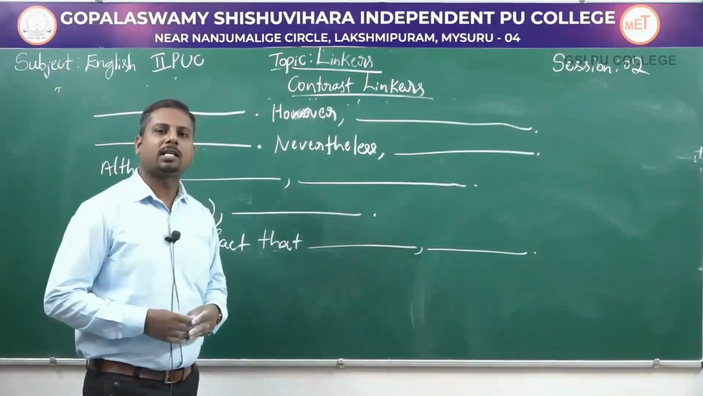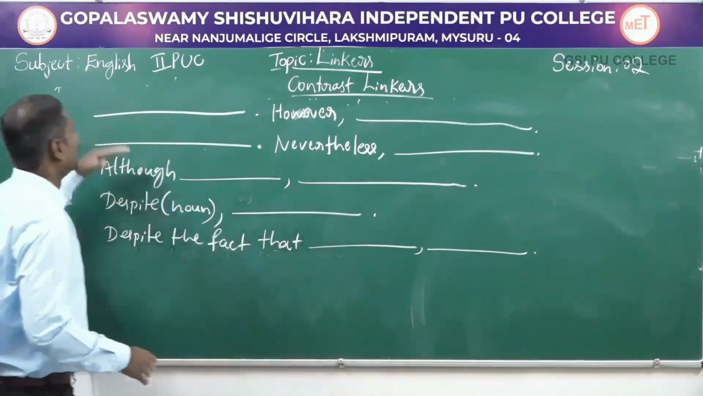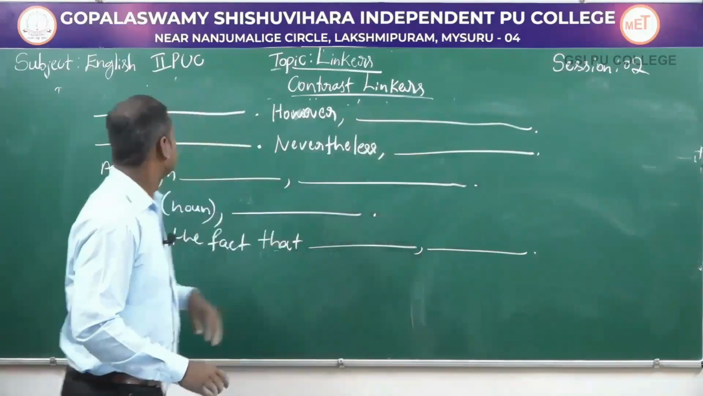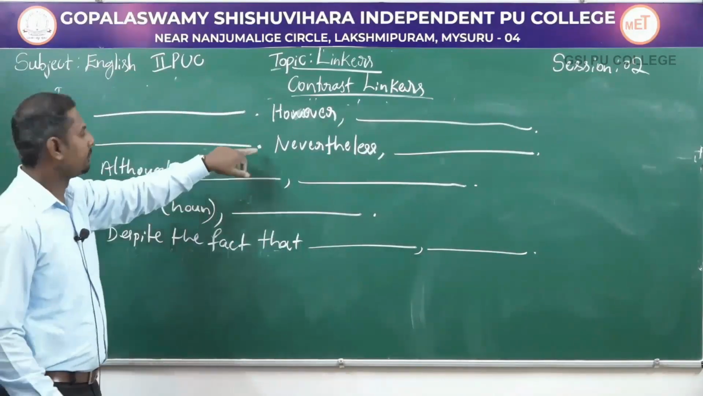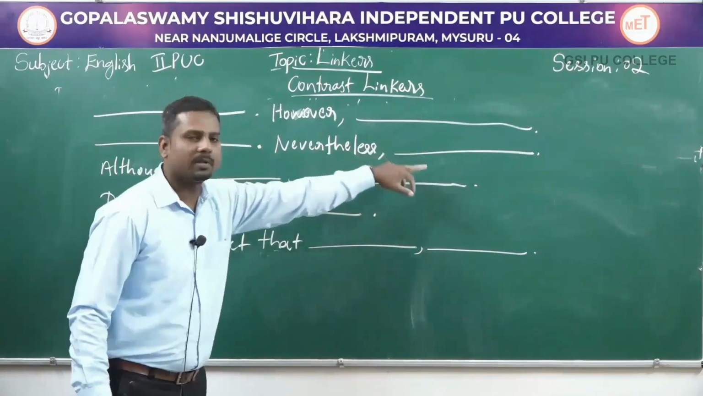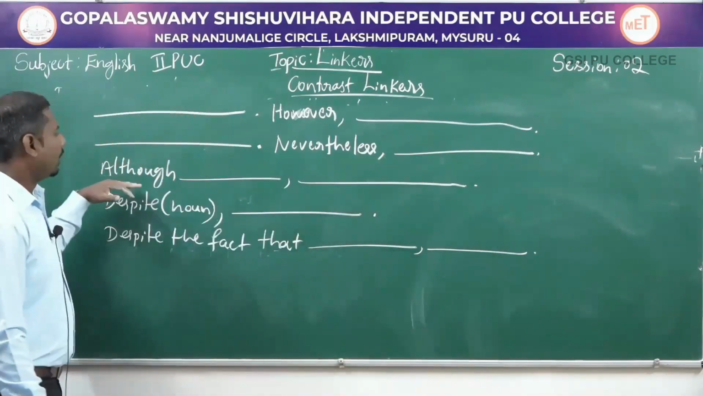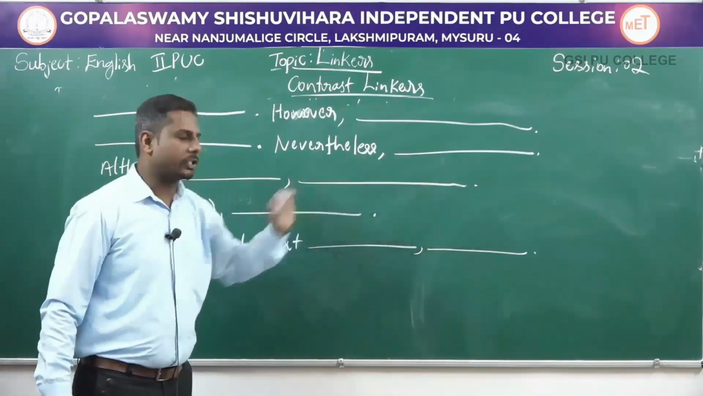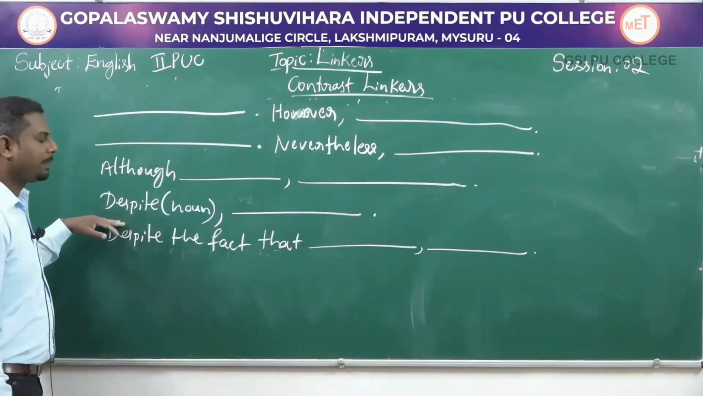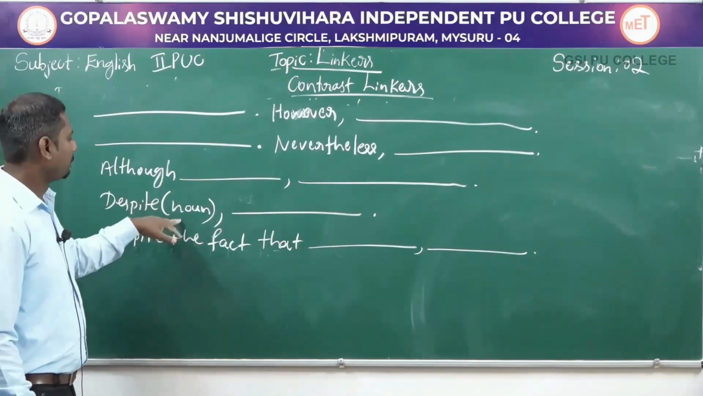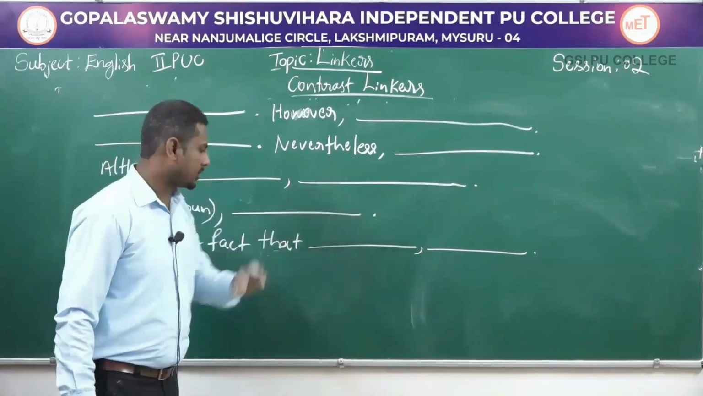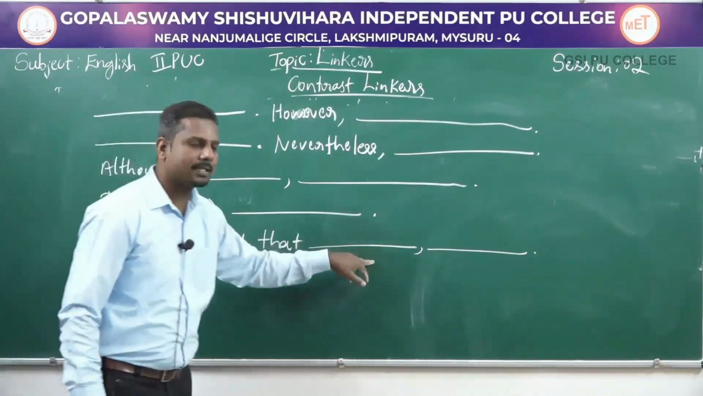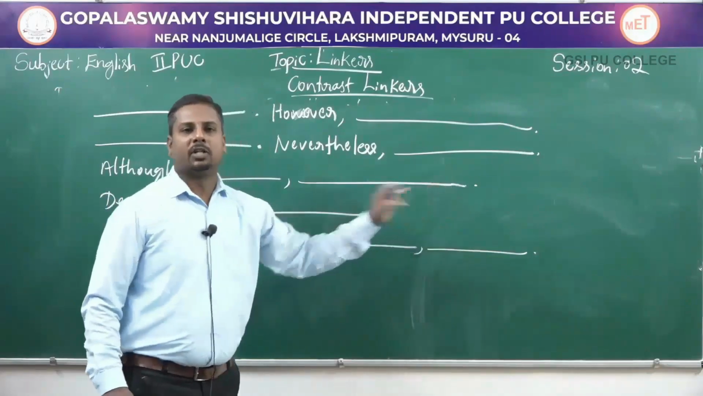Now we can summarize contrast linkers like this. Sentence, full stop, however, comma, sentence. Sentence, full stop, nevertheless, comma, sentence. Although, sentence, comma, sentence. Despite plus noun, comma, sentence. Despite the fact that, sentence, comma, sentence.